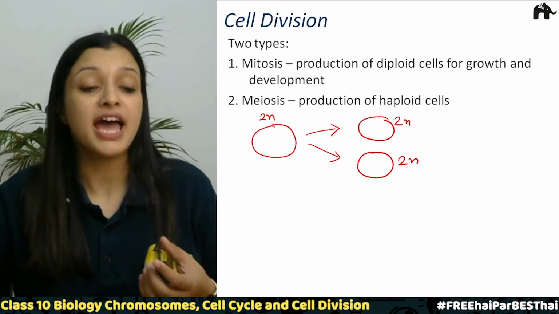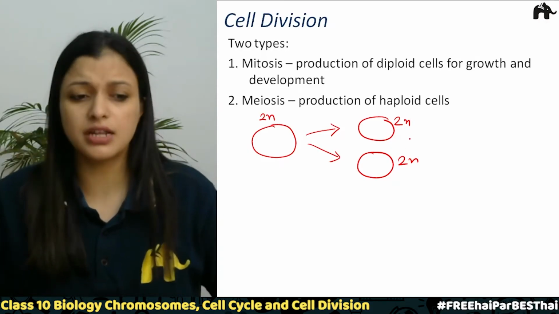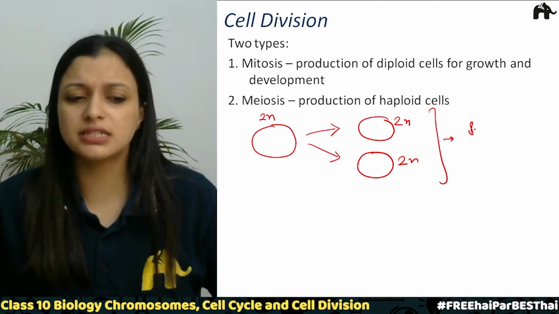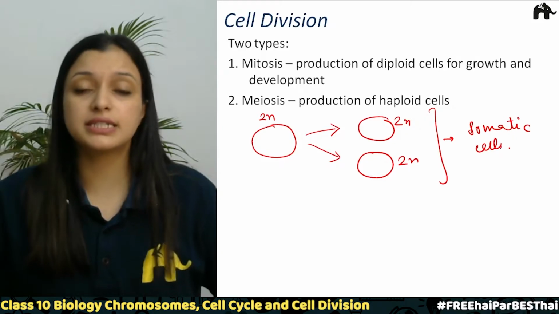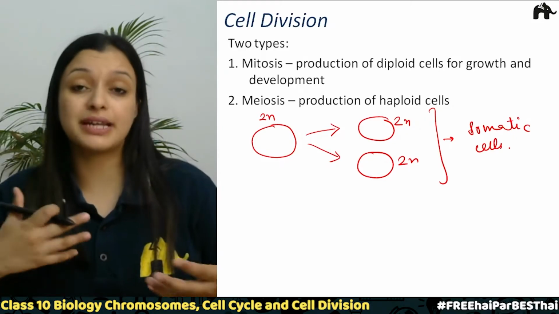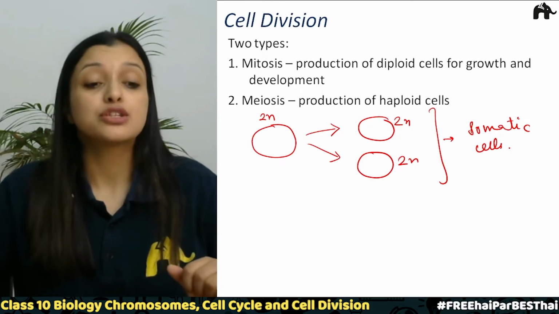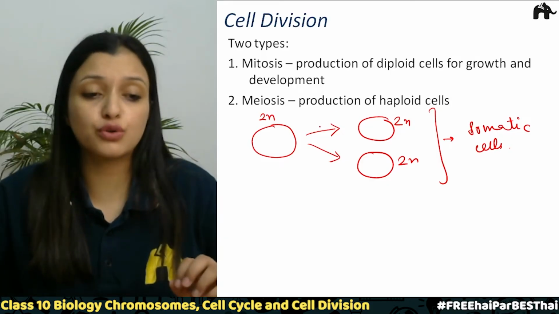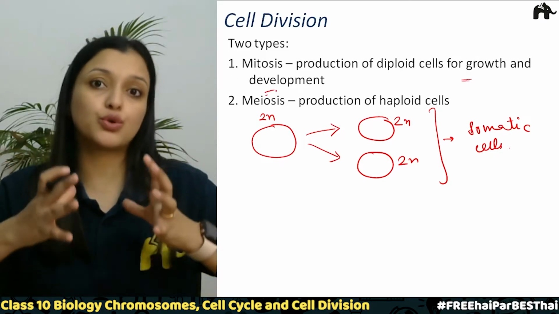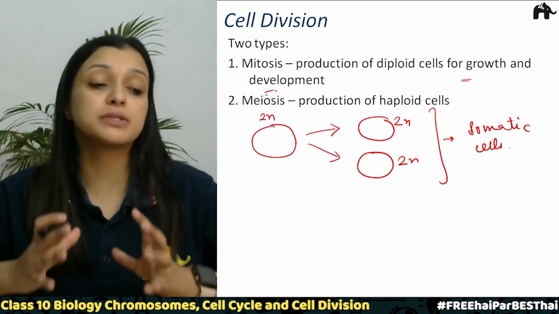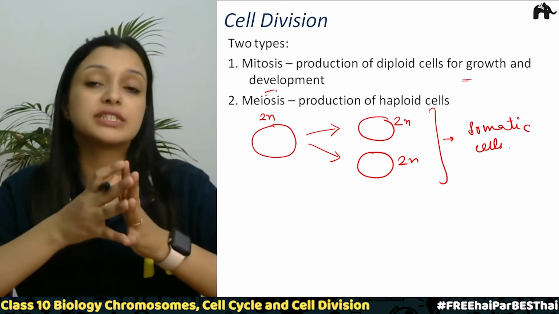They are diploid. And where is this done? You can see this in somatic cells of our body. So in somatic cells, mitosis takes place. Mitosis is the cell division that takes place in somatic cells. They are responsible for growth and development of an organism. An organism grows in size, an organism develops. So mitosis is responsible for growth and development.